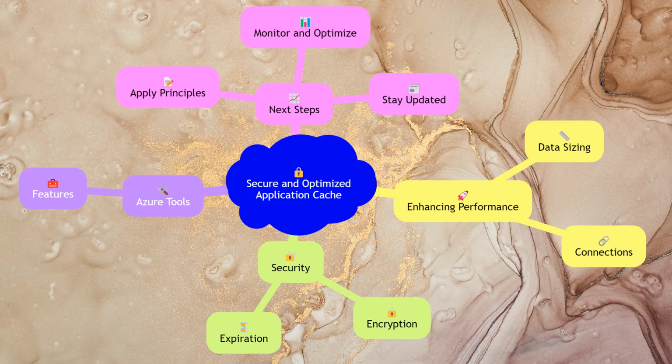Implementing secure and optimized application cache patterns is crucial for enhancing the performance and scalability of Azure solutions. By carefully considering factors like data sizing, connections, encryption, and expiration, and by leveraging Azure's tools and features, you can create an efficient and secure caching strategy. The next steps involve applying these principles to your own applications, continuously monitoring and optimizing the cache, and staying updated with the latest best practices and advancements in caching technology. By doing so, you can ensure that your applications remain performant, scalable, and secure.